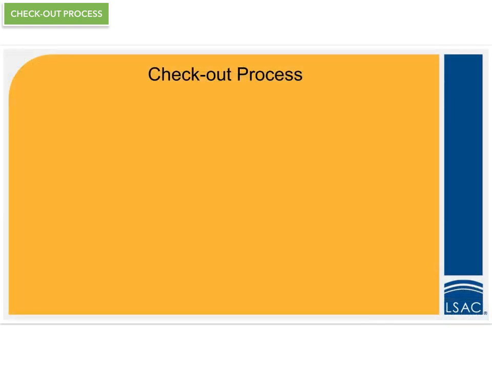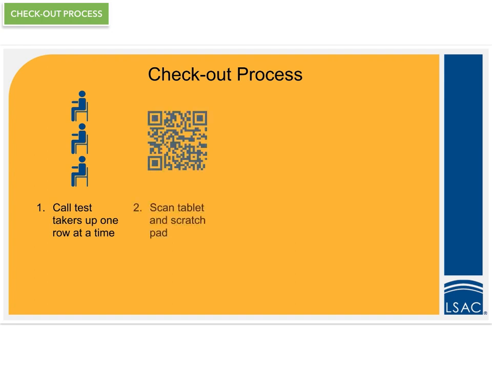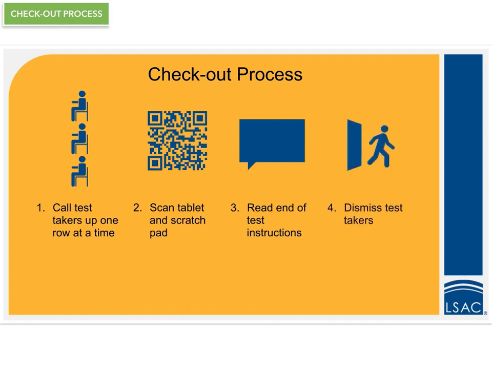Let's do a quick review of the checkout process. First, call the test takers up one row at a time. Next, check out one candidate at a time to ensure the correct materials are being collected by scanning their tablet and scratch pad. Then once all the materials have been collected, the RS will read the end of test instructions in the manual. Finally, the test takers can be dismissed.